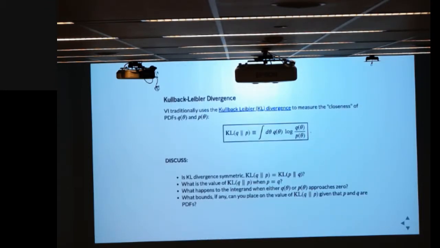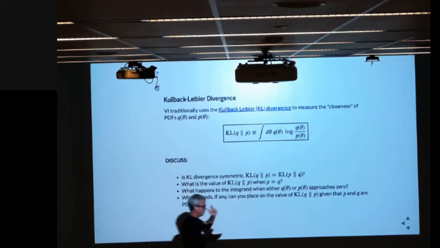So the separation that we normally use for variational inference is something called the Kullback-Leibler divergence, which is a mouthful, so we always just say KL. Okay, so the KL divergence. And this is how we measure the closeness of two probability density functions, Q and P.